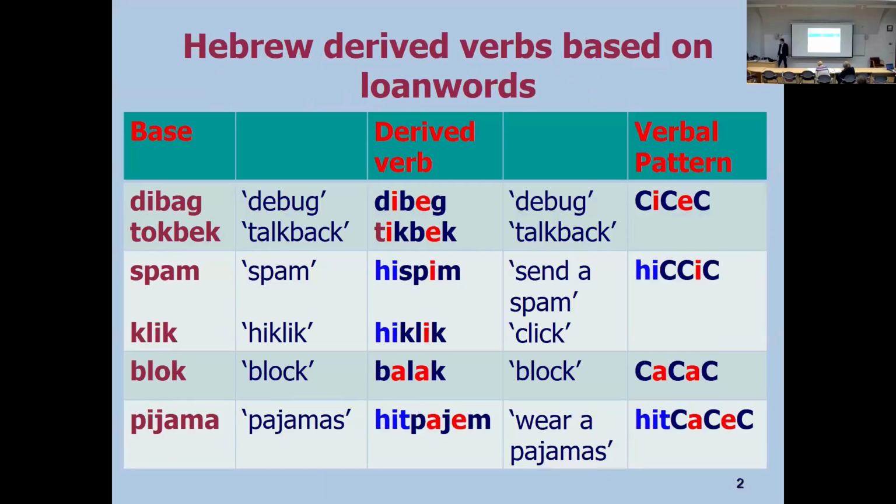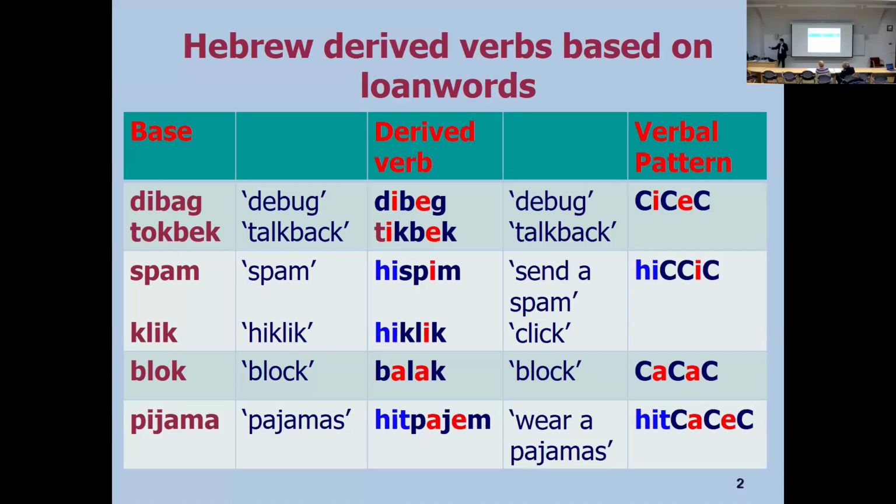You can see in this chart, for example, the words debug and talkback from English. And we have the verbs debug, to debug something, and tickback, to talkback. As you can see, they both share the EE pattern. As you know, Semitic morphology relies to a great extent on non-concatenative morphology, which is the combination of the root and the pattern. So the pattern is represented with the capital C, the slots for the consonants, and the vocalic pattern. So one pattern of verbs is EE. We use the letters PL just to call the names of the patterns.